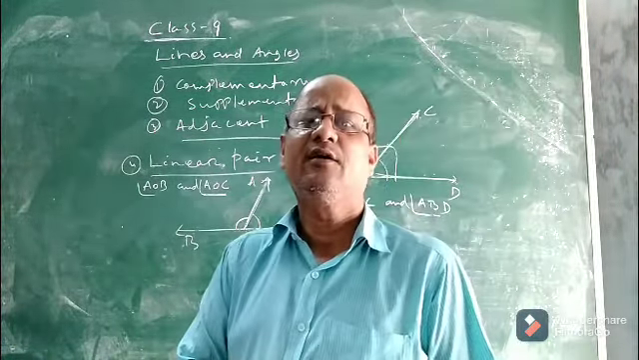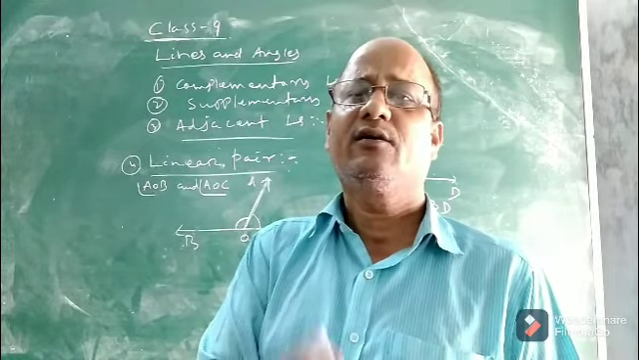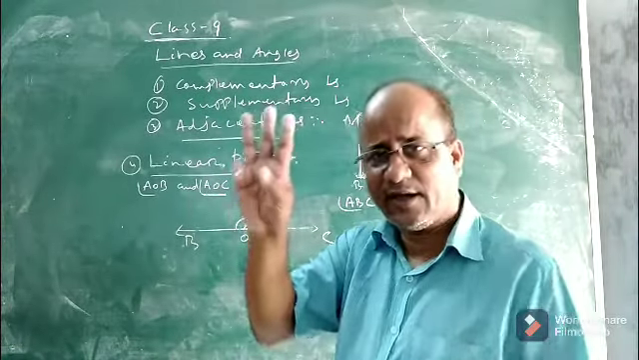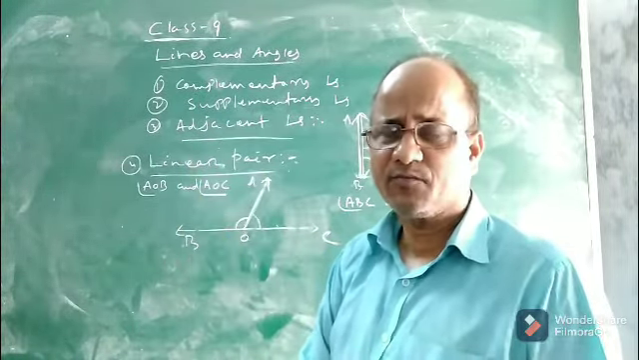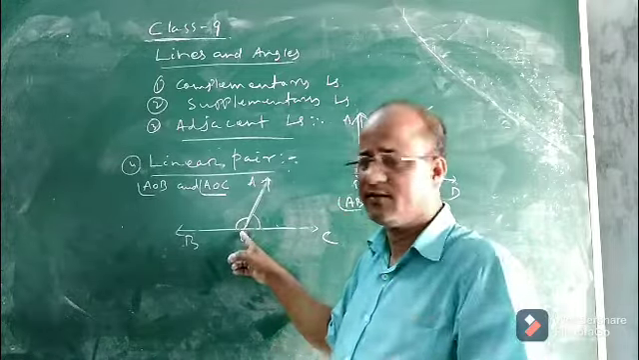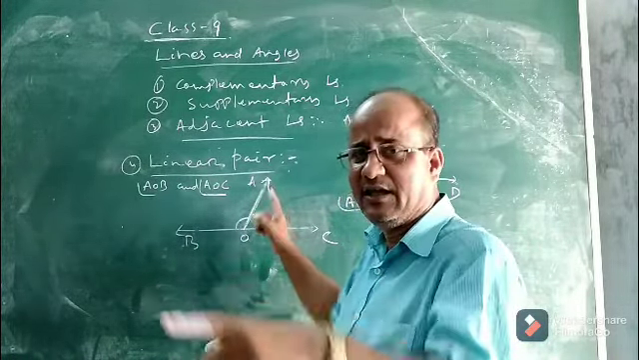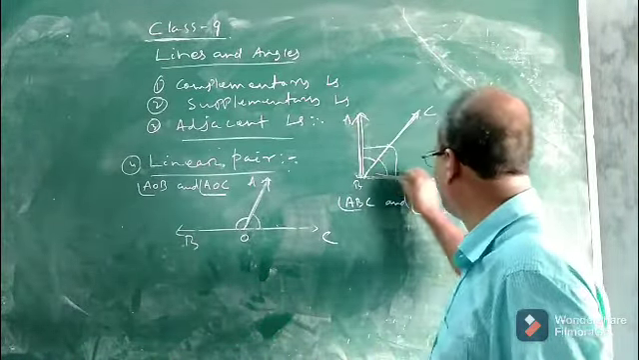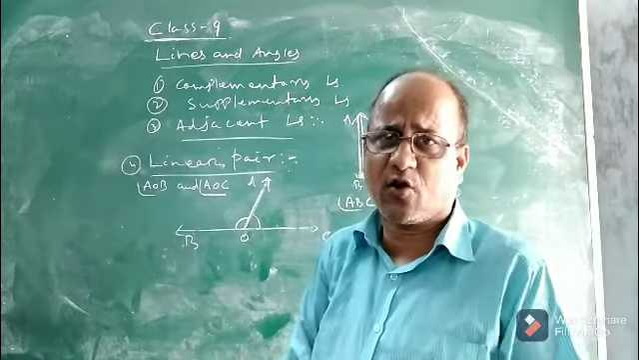So what is a linear pair? Two angles are said to form a linear pair under what condition? They should again satisfy three conditions like adjacent angles. A pair of angles is said to form a linear pair if they have a common vertex, first condition. Second condition, they should have a common arm, yes, like adjacent angles. The third condition is, you see, in adjacent angles I said that the two non-common arms must lie on different sides of the common arm.